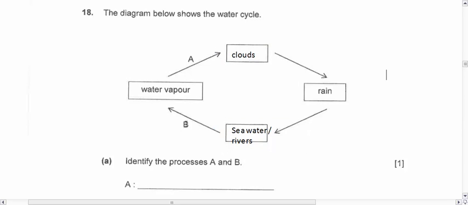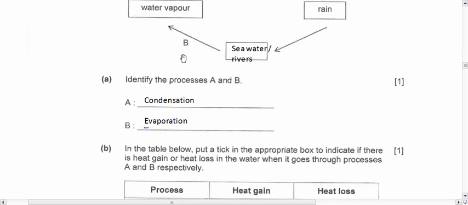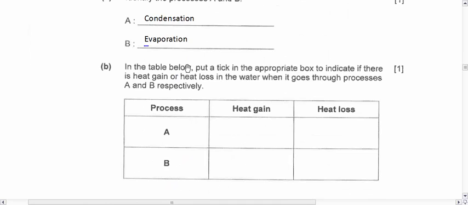So I'm looking for the process of A and B. What is A? A will be condensation, because water vapor will condense into water droplets, and then form clouds. B will be evaporation, because from the seawater, the rivers and all these things, it will evaporate into water vapor. Okay? So I'm supposed to tick the appropriate box to indicate if there's heat gain or heat loss. For A, which is condensation, basically it will be heat loss.